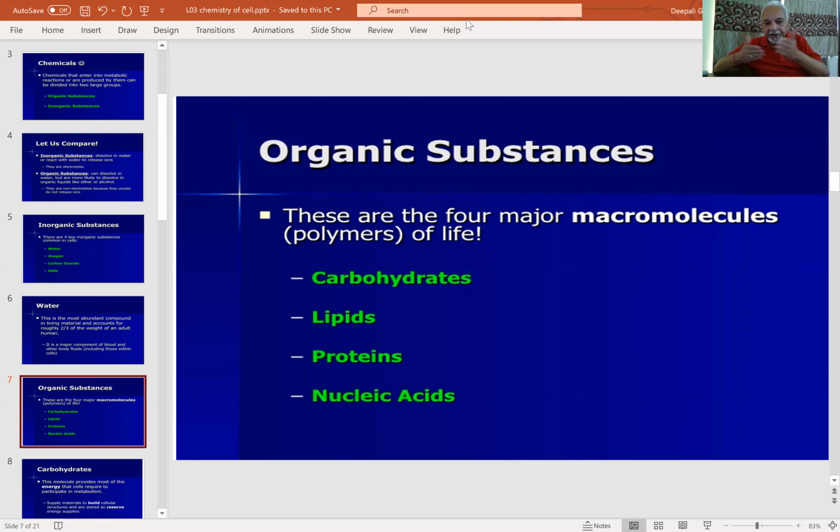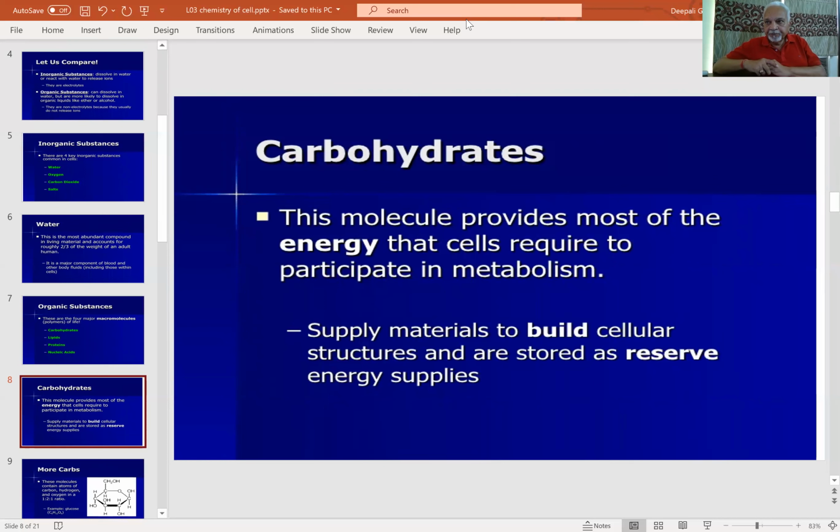So we will look at all these four macromolecules very broadly. I'm not going to go into the details of this, but as a student of biotechnology, you must remember all these facts all the time, which I'm sharing with you. So let us look at what are the carbohydrates, for example.